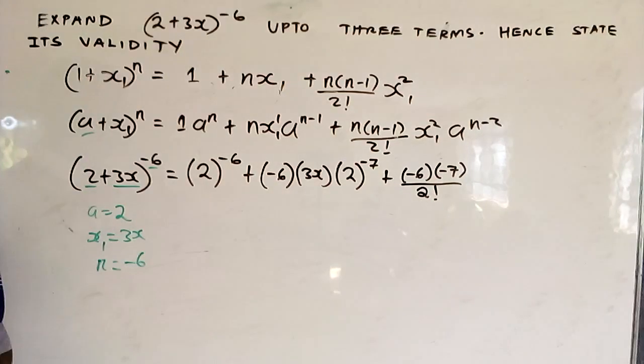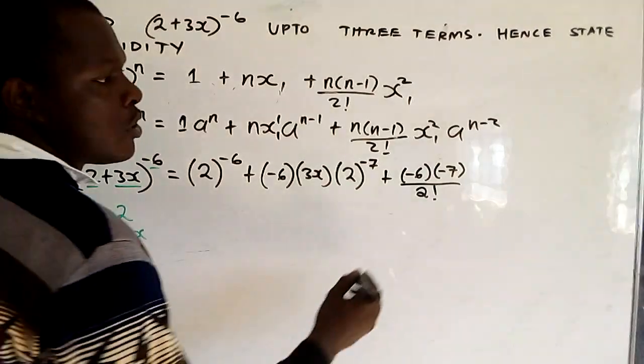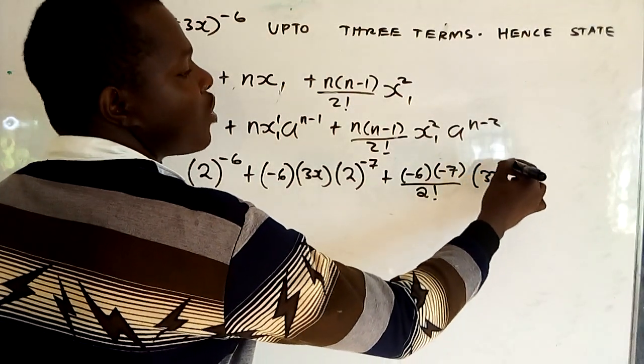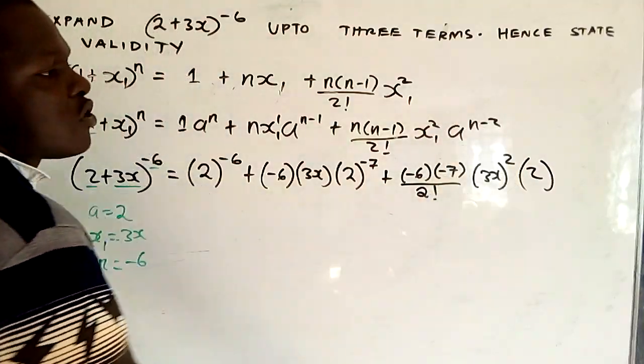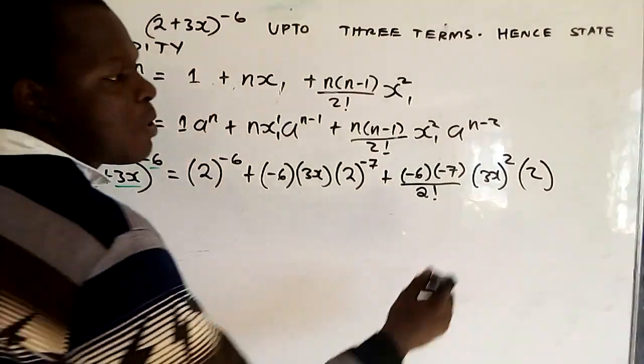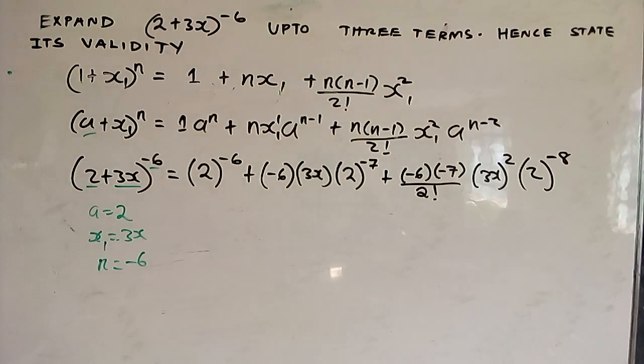Over 2 factorial. Then x1 is squared. x1 is 3x, isn't it? So we have x1 is 3x, the whole of it is squared. Then we have a, which is 2, n minus 2. N is negative 6. Negative 6 minus 2 is negative 8. Are we together? Is that okay? So can you now go to the calculator and start?